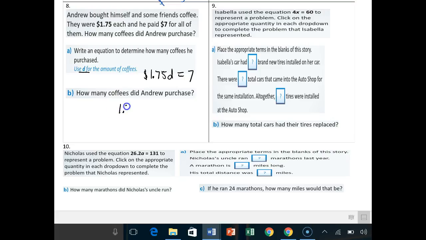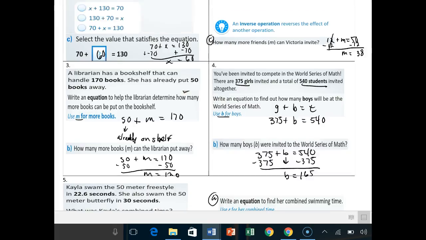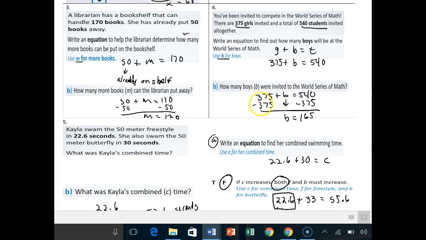So to solve this, it's just $1.75 D is equal to 7. And again, we divide by $1.75. It's interesting to note that you divide by the exact coefficient here, because the inverse operation is division. Here, it always looked like we were doing the opposite when we were adding, because the inverse operation of addition was subtraction. So it looks like you're doing the opposite, but really you're just doing an inverse operation.